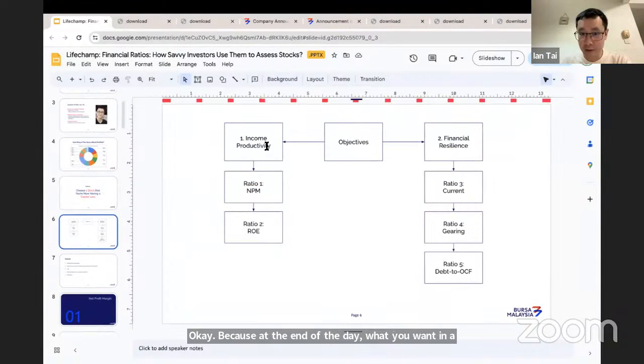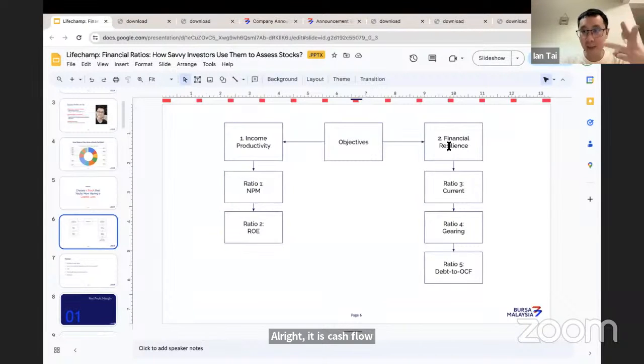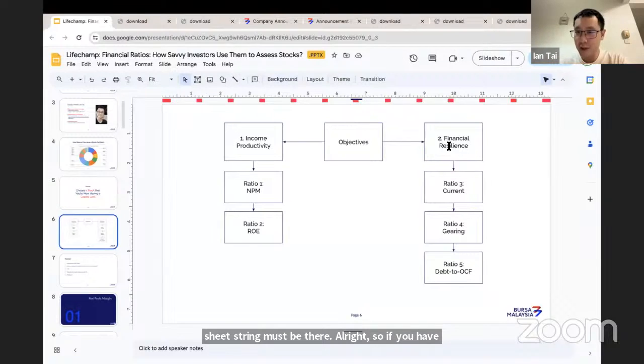that is income productive. All right. It is cash flow generative, and the balance sheet strength must be there. All right. So if you have these three in mind, usually the fundamentals of the company shouldn't be that bad lah. So that is actually number one.